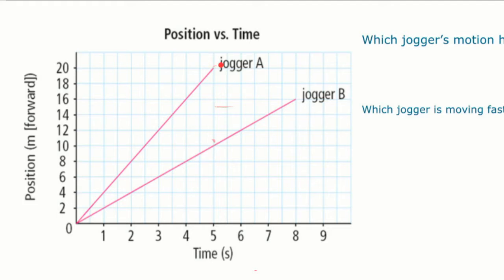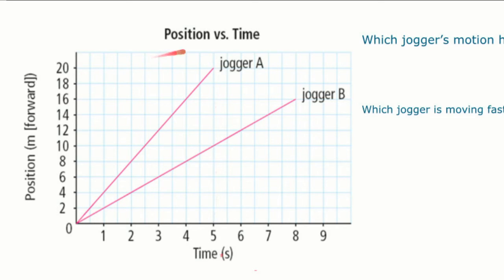So jogger A here. Jogger A was running 20 meters in 5 seconds. So I go across 20 meters, 5 seconds. Jogger B ran 16 meters in 8 seconds. Let's maybe pick a point that crosses both of these. At 5 seconds, where was jogger A and where was jogger B? So we know they both started at the same spot at 0 seconds. At 5 seconds, jogger B was at 10 meters, and at 5 seconds, jogger A was at 20 meters.